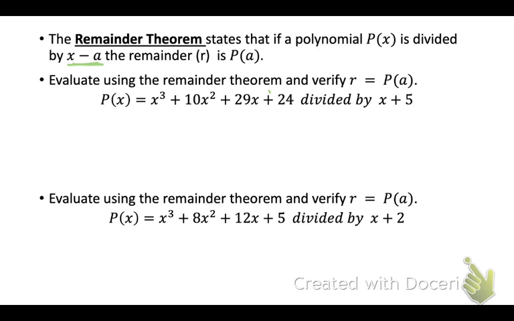So I have x cubed plus 10x squared plus 29x plus 24, divided by x plus 5. So what's my divisor? x plus 5. So what do I do with it? Set it equal to 0. Your x equals negative 5. So negative 5 takes up much less room.